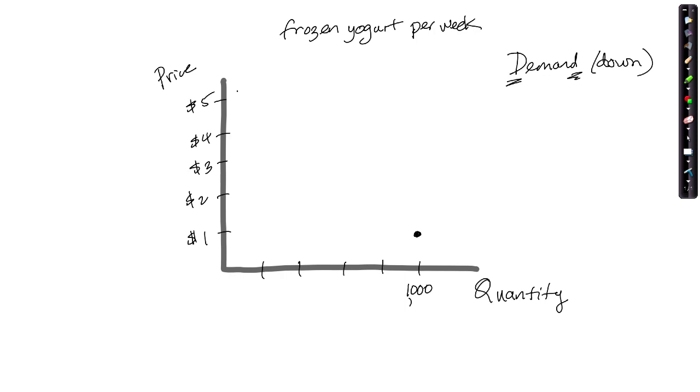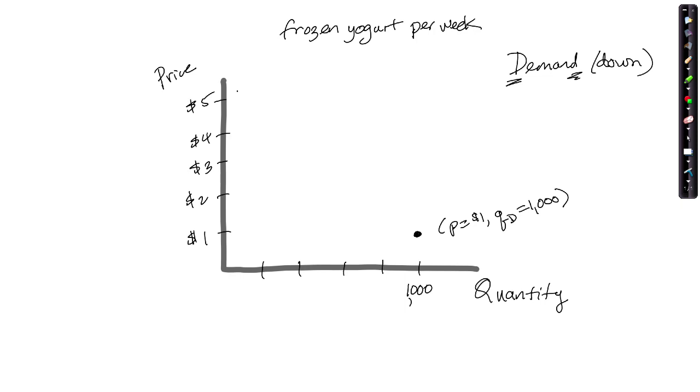I can capture that information, that at a price of $1 there are 1,000 cups of frozen yogurt demanded per week, graphically with this one dot. So this dot is telling me that when the price equals $1, the quantity demanded equals 1,000. And then I go back to the same people and say, suppose instead that the price of a 6-ounce cup of chocolate flavored frozen yogurt was $3. Did I say $6? Let's say $3. I have no idea what I said, it was $3.